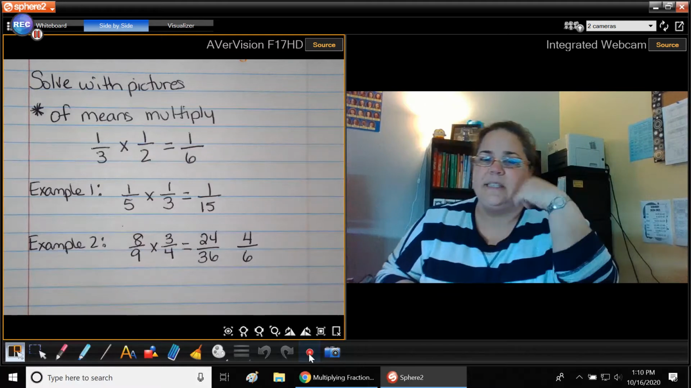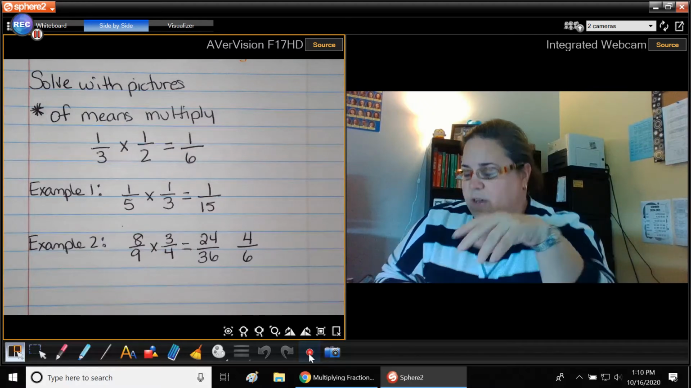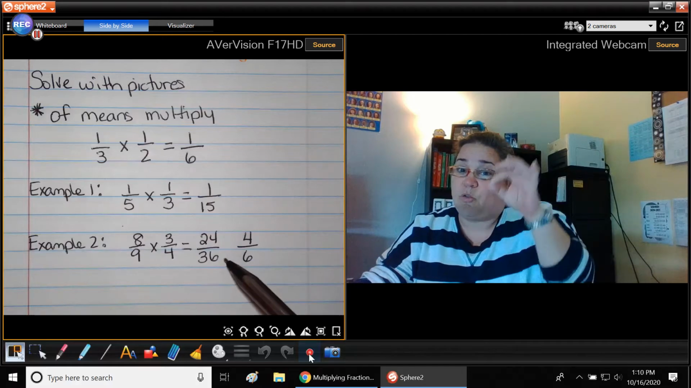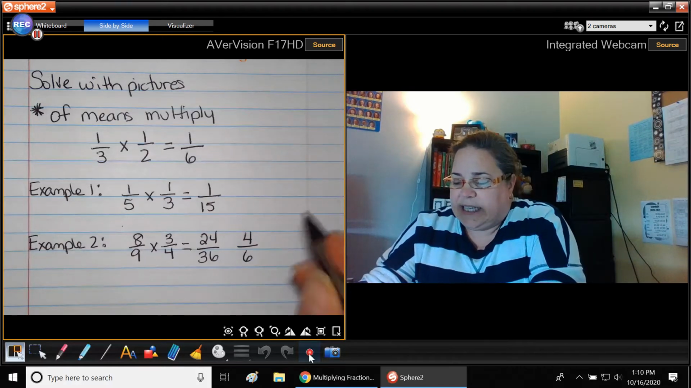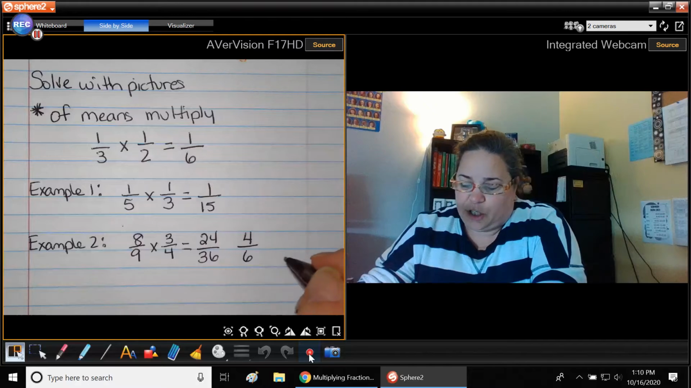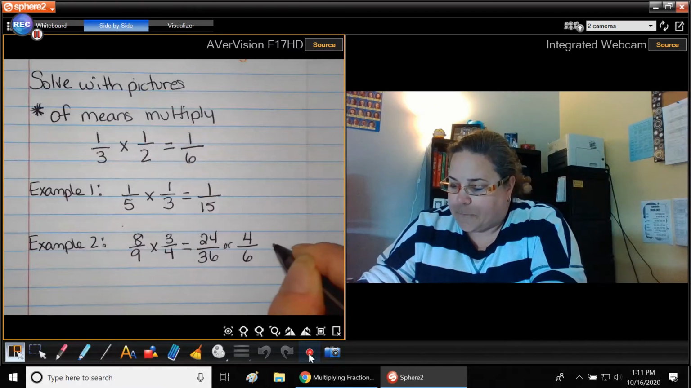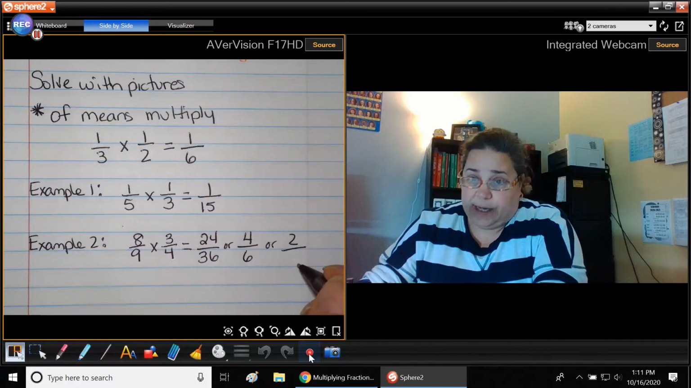Uh-oh. Darn, I must have picked the wrong number to simplify by because now I got to simplify again. So I probably should have used a 12. Always use the greatest common factor to simplify. But since I didn't, I can do this really quickly with a 2. So 2 goes into 4 2 times, and 2 goes into 6 3 times.